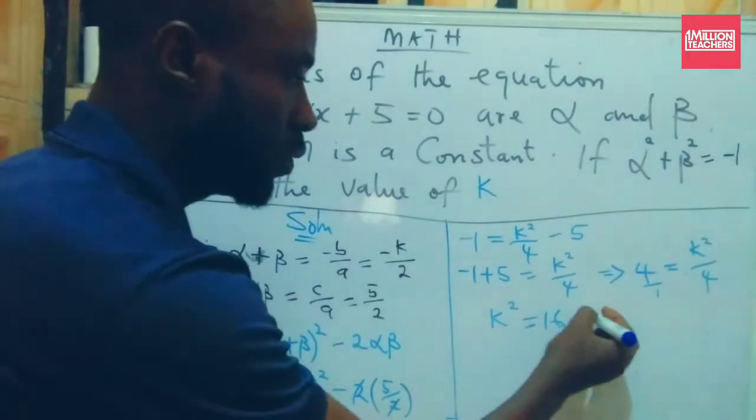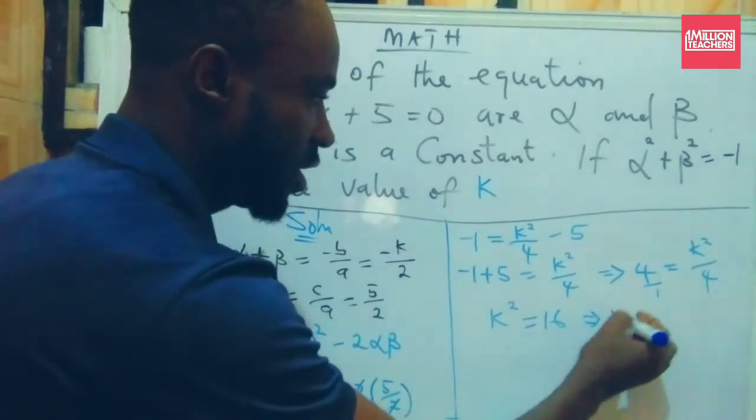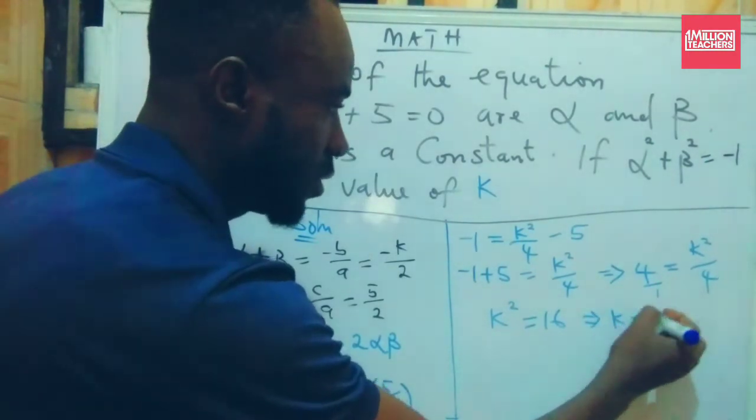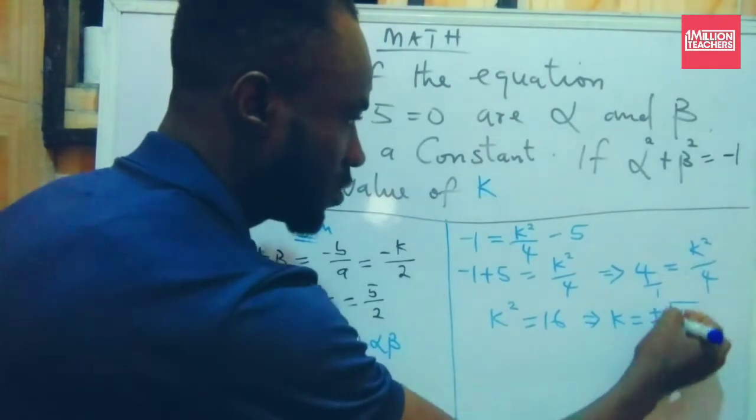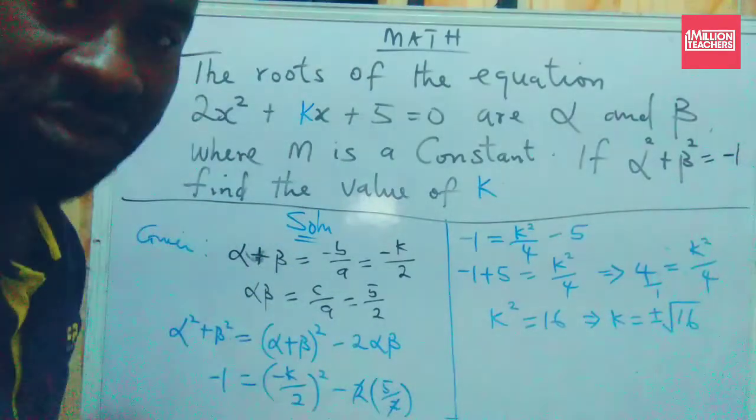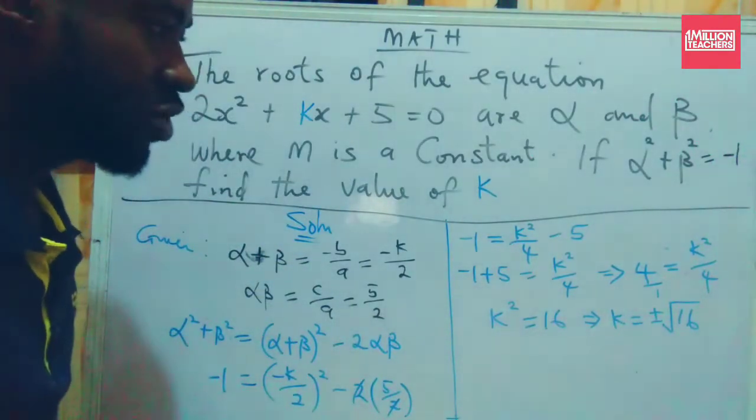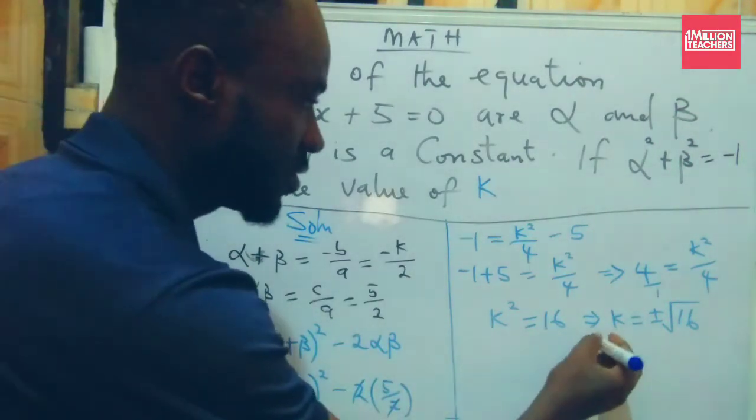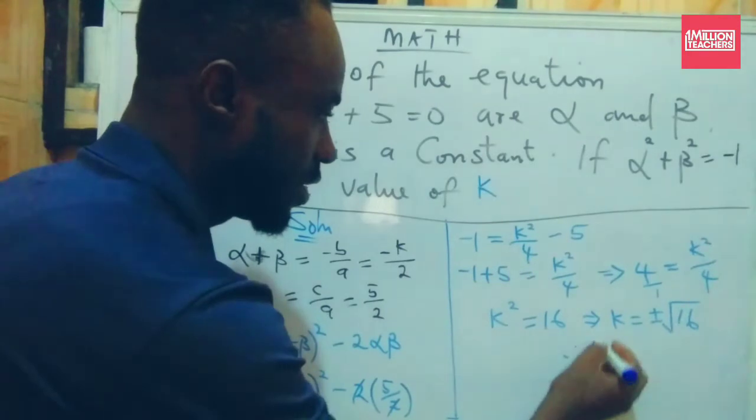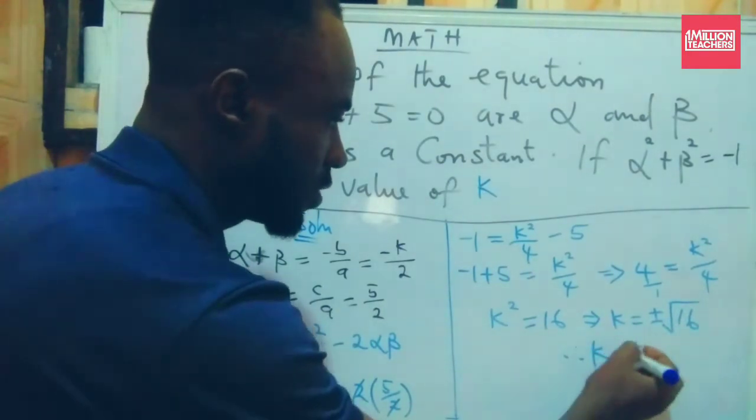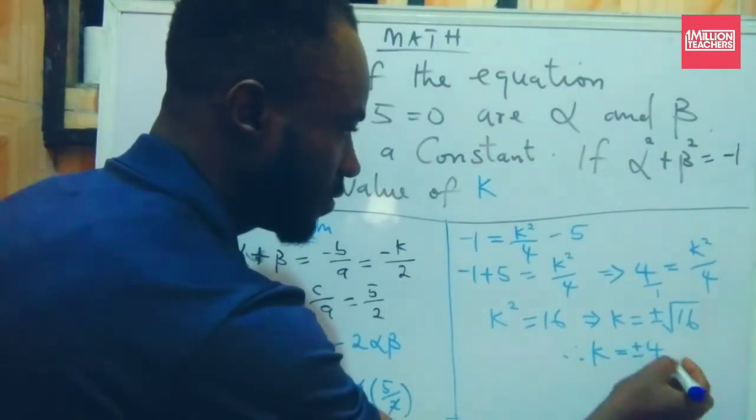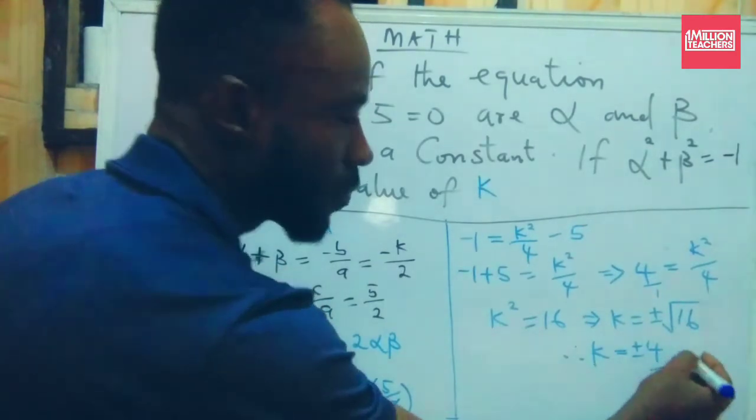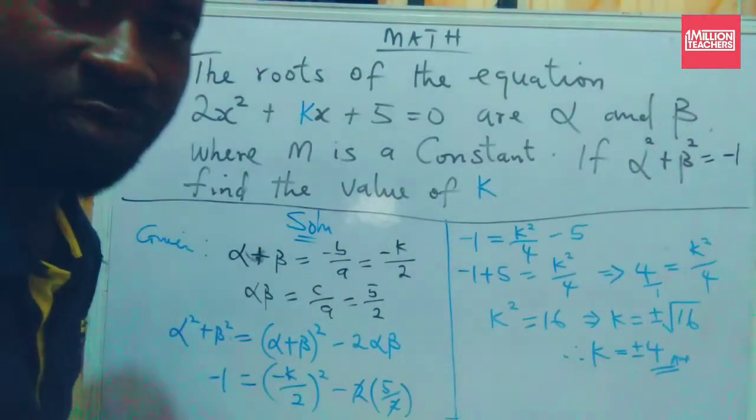And we know that to get k, all I need to say is plus or minus the square root of 16. Remember that this is a quadratic equation, so you always put the plus or minus sign before the root sign. So our final answer is plus or minus 4. This is our solution to this problem.